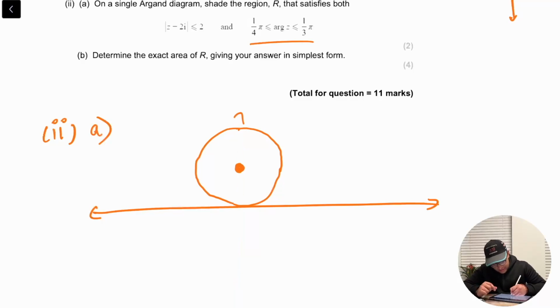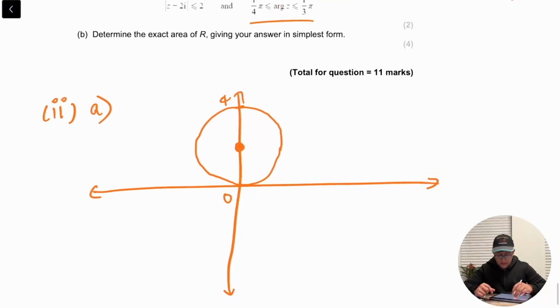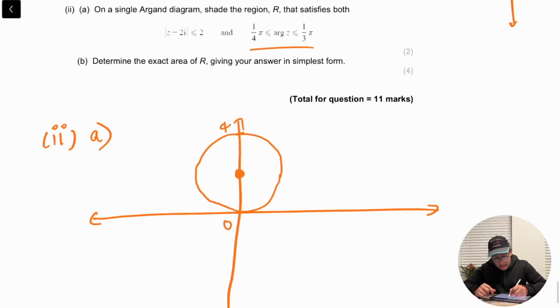Right? This is 0. This is 0. This is 4. Cool. And pi over 4 is just 45 degrees, something like this, right? Pi over 4. And pi over 3 is 60 degrees. It's going to be something like this. So the shaded area is going to be here. It's my highlighter. Yeah. And that should be your answer.